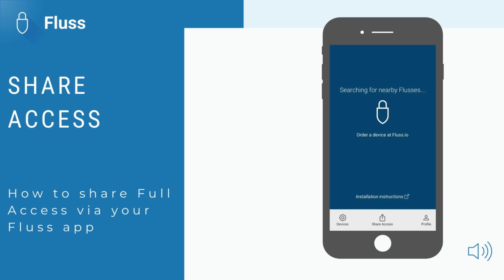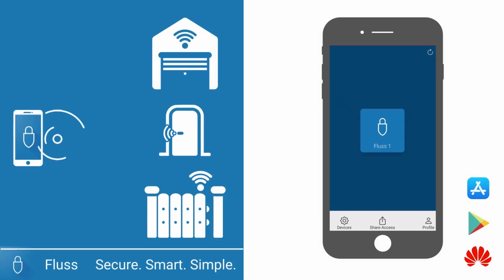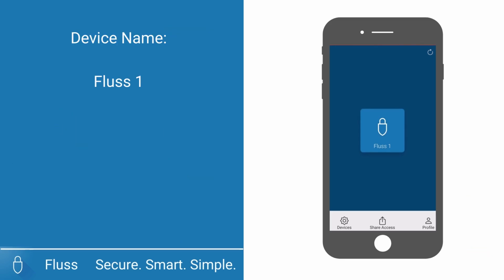In this video, we delve deeper into how to share full access on the Fluss app. When your Fluss app is open and you are in range of a Fluss device, the Fluss icon on your cell phone screen will appear blue and have the relevant device name. For the sake of this video, our device is named Fluss 1.